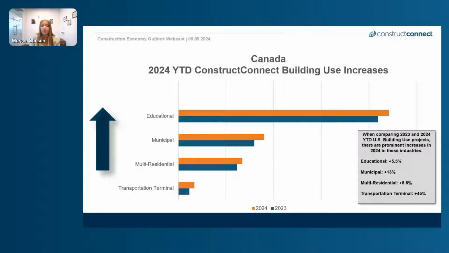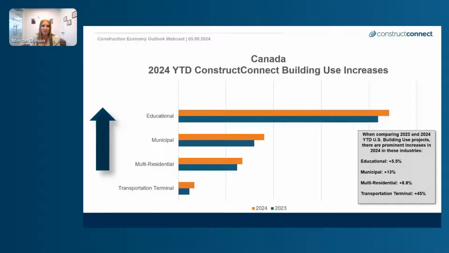In Canada, we've observed significant growth in certain sectors. Educational and municipal buildings have seen an uptick, as have multi-residential projects. The increase in multi-residential projects can partly be attributed to Canada's current housing shortage, highlighting a responsive surge in construction to meet this demand. Additionally, there have been noticeable year-over-year increases in transportation terminal projects, reflecting ongoing investment in infrastructure.